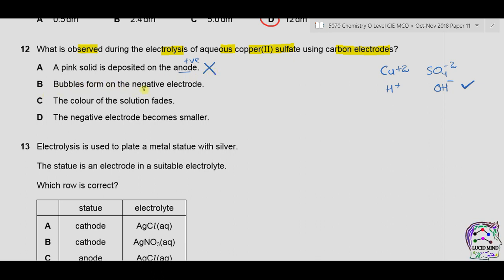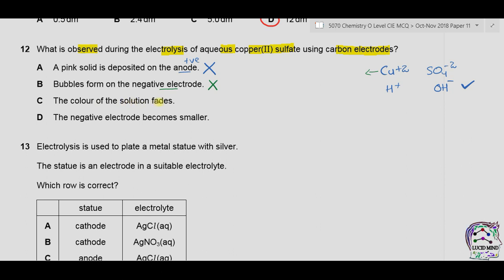B. Bubbles form on the negative electrode. Now cations move towards the negative electrode, and among these cations, Cu2+ will be discharged to copper solid. So no bubbles are formed on the negative electrode. This is because copper is more easily discharged as compared to H+. So copper solid is formed instead of hydrogen gas.